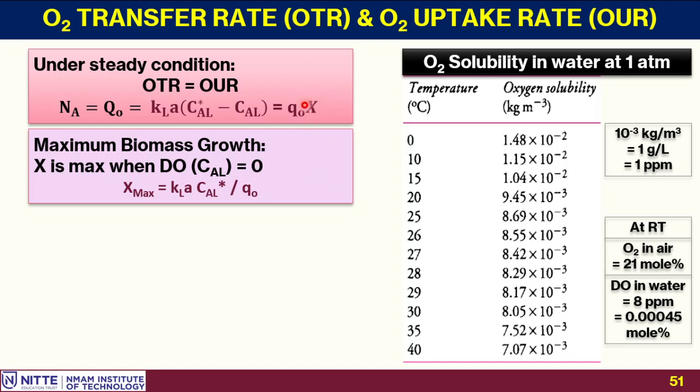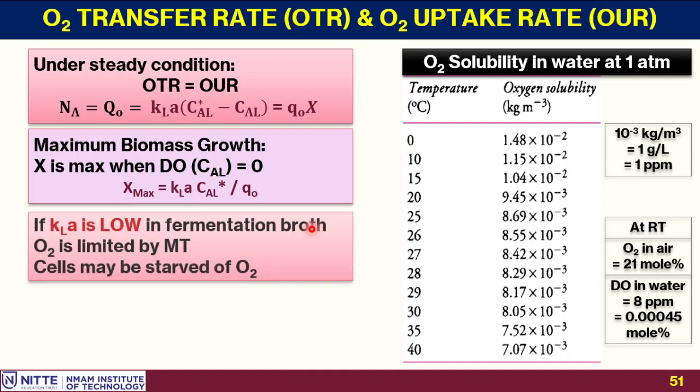So we can calculate X max using this equation. The X max you can calculate when CAL goes to zero. So I can rewrite this equation: X max is equal to KLA times C star divided by Q naught. This is the equation. So you can calculate X max for your system. Now, it may so happen that KLA is very low. This KLA value is very low.